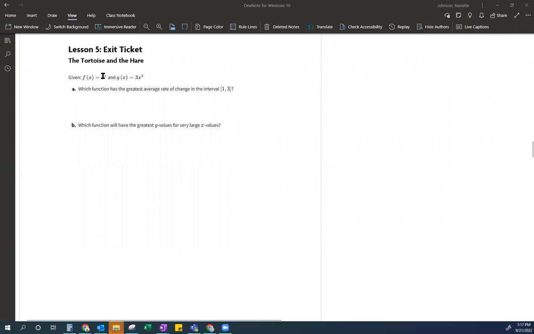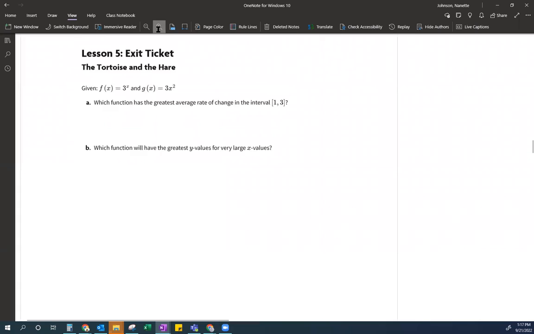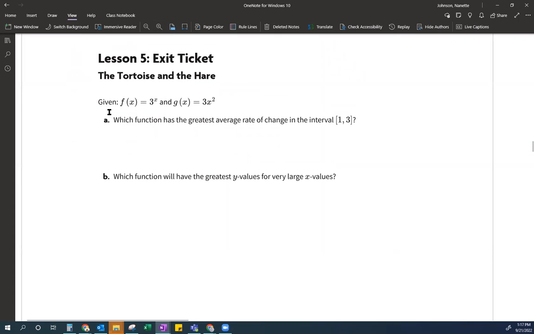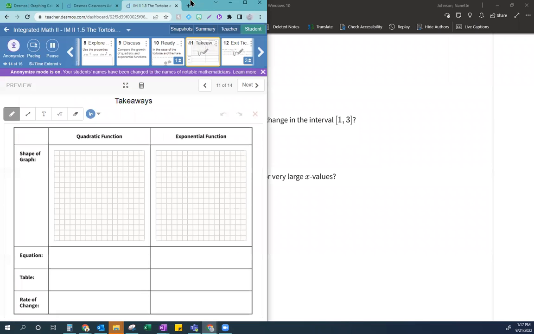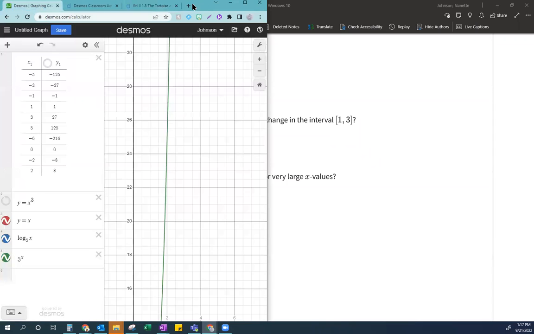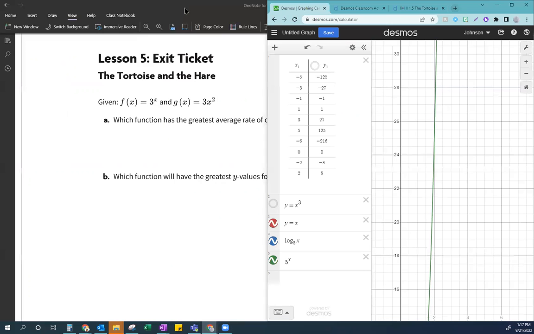Okay, so for the exit ticket for this one, and I'll make it a little bit bigger so you can actually see, it says, looking at these two functions, which function has the greatest average rate of change in the interval of 1 to 3? Say what? So again, the very first thing that I want to do is graph it, because whenever I have a picture of a graph, it makes so much more sense. So I'm going to graph these two.